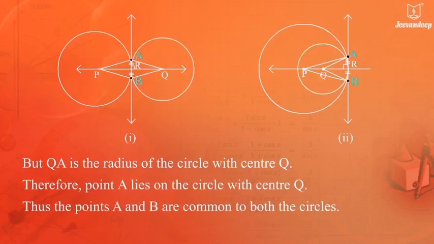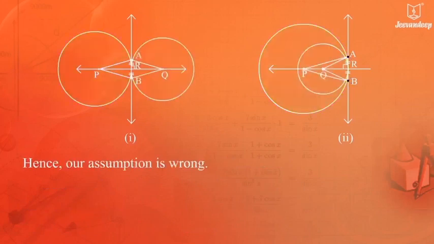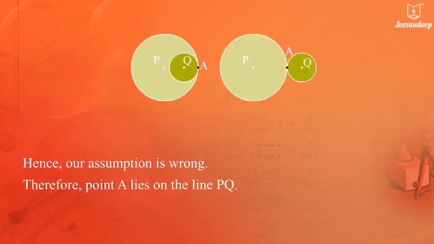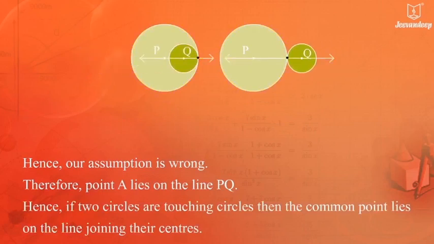Thus, points A and B are common to both the circles. This contradicts the definition of touching circles. Hence, our assumption is wrong. Therefore, point A lies on the line PQ. Hence, if two circles are touching circles, then the common point lies on the line joining their centers.